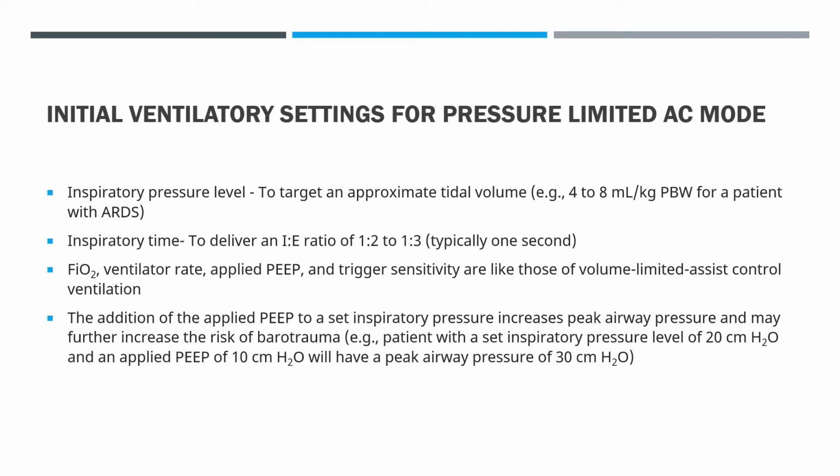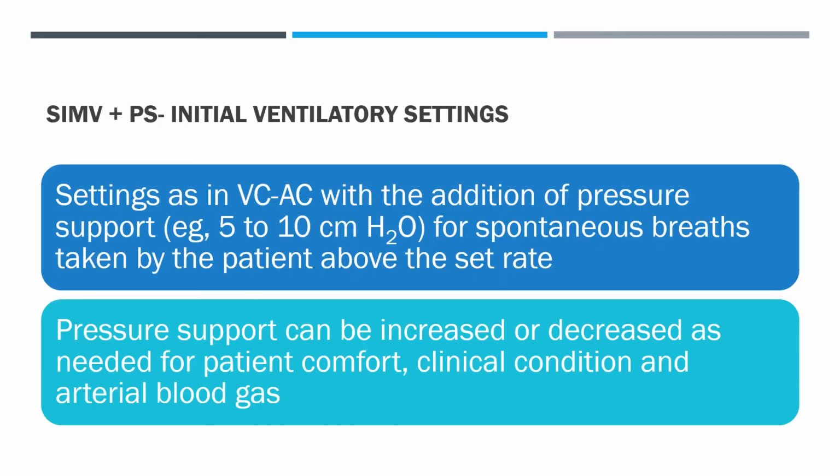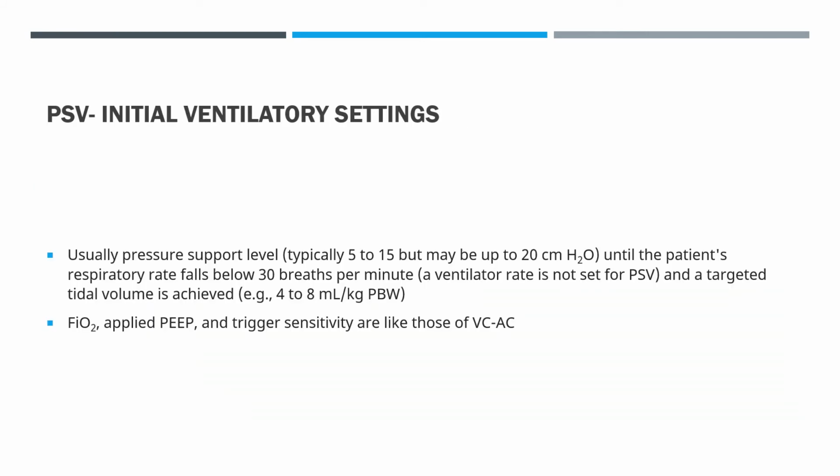Inspiratory time is set, which in turn decides the inspiratory and expiratory ratio, and the aim is to keep the I:E ratio between 1:2 to 1:3. The initial ventilatory setting for SIMV pressure support mode is the same as for volume limited mode, except that the pressure support parameter is set for spontaneous breaths taken by the patient above the volume limited set rate. It is usually set between 5 to 10 cm of water. The value of pressure support can be changed as needed based on the level of patient comfort, clinical condition, and arterial blood gas.